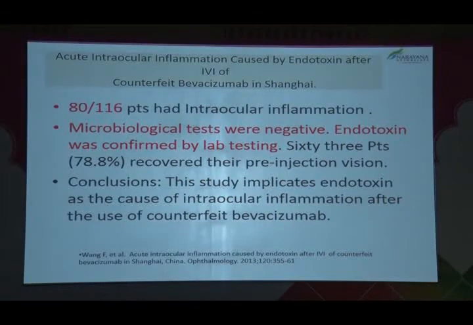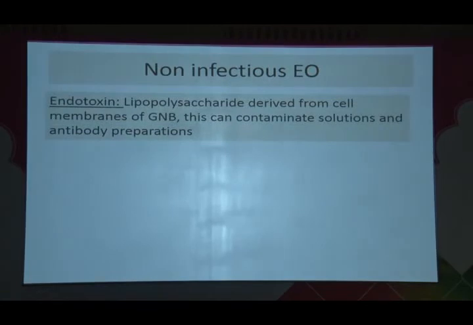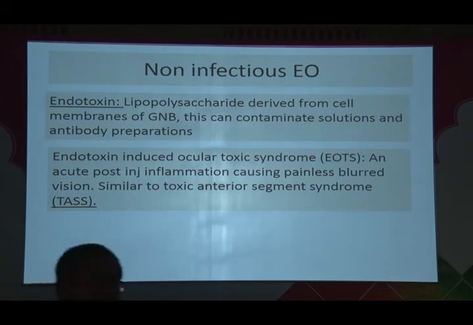Those are take-home messages: don't change your supplier. Every day in a month you may get a call saying I can supply Avastin at a cheaper rate. So always stick to reliable suppliers. Culture negative endophthalmitis was similarly reported by Yamashiro and Vikram Singh et al. Basically, non-infectious endophthalmitis is because of endotoxin. This is a lipopolysaccharide derived from the cell membrane of gram-negative bacilli, which can contaminate antibody preparation solutions. This is something like TASS, what we discussed earlier. And this condition in the posterior segment is known as endotoxin-induced ocular toxic syndrome, that is EOTS.